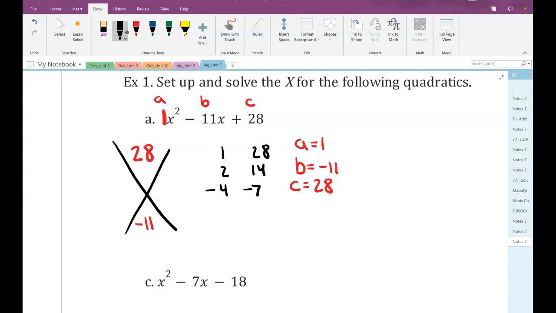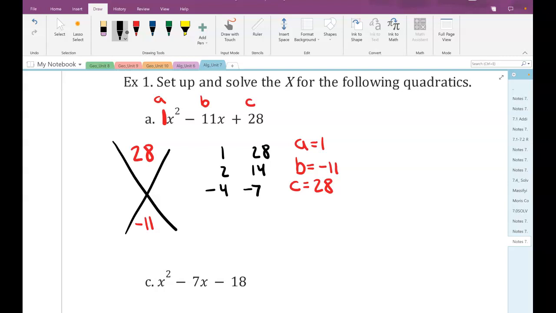For the 28, you take your A value times your C value. So I took 1 times 28 and put it on the top. This is from the factor sheet.